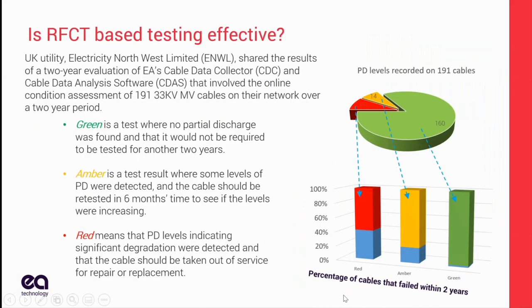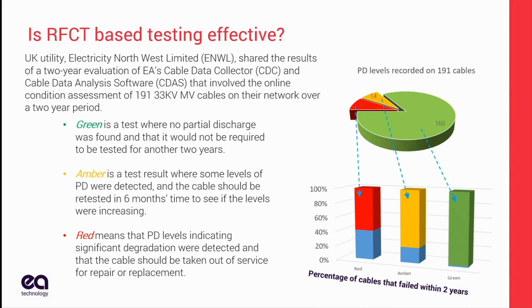Question always comes up: is this really effective? Just clamping something on the ground. How can that help? Here's an example from a UK utility, Electricity North West. If you know them, they were evaluating the technology. They tested 191 33 kV cables, and they evaluated it themselves. And they did the evaluation into 3 categories. Green means there's nothing really going on. Amber is something we should look at a little closer, but it's not a crisis. And red means I've got dangerously high PD levels.